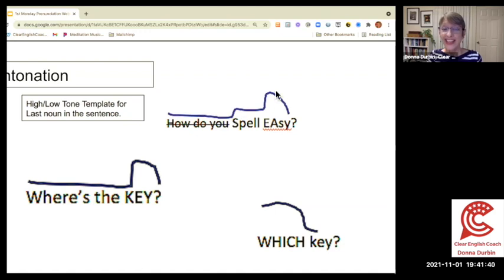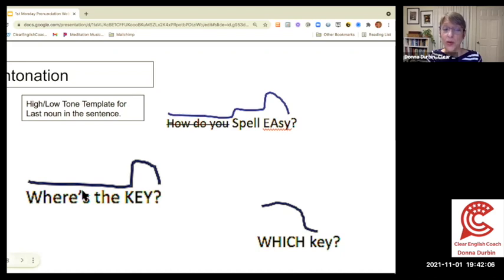So how do you spell easy? And if you can match this easy, that's going to be the last tone. That's the last tone for the last noun in a sentence. How do you spell easy? So all of you are muted. Practice this. How do you spell easy?